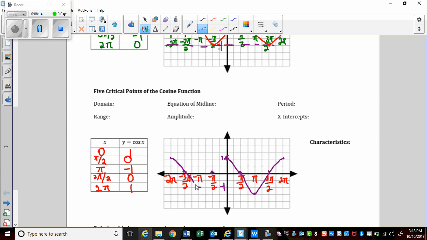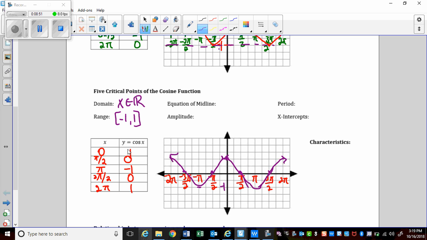So it's going to just keep oscillating back and forth. So the domain, just like sine, the domain of cosine is all real numbers. My range is still going to oscillate between negative 1 and 1. So also between negative 1 and 1.